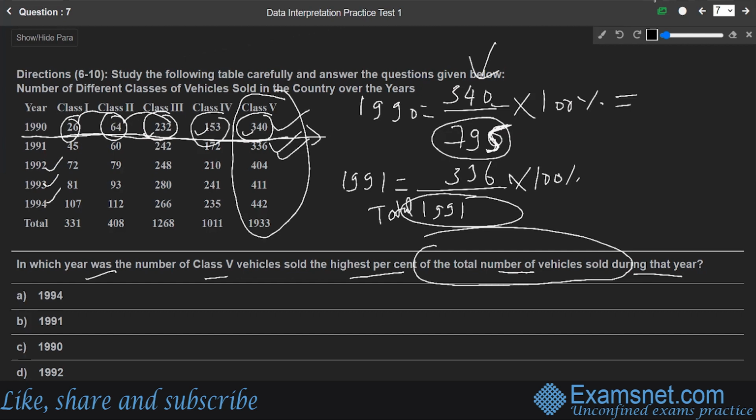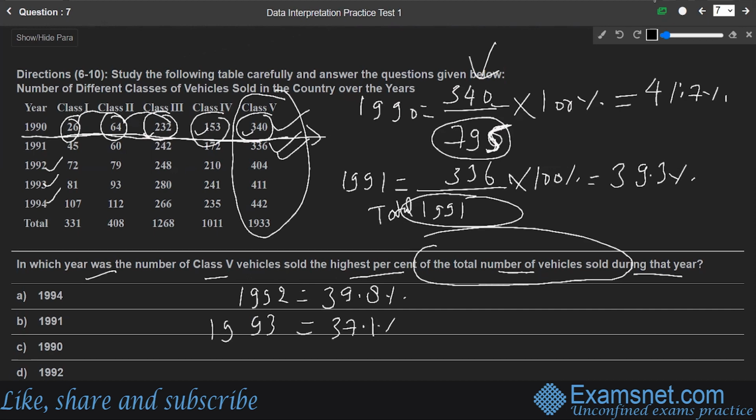For 1990, it is coming out to be 41.7%. For 1991, it is coming out to be 39.3%. For 1992, the value is coming out to be 39.8%. For the year 1993, the value is 37.1%. For the year 1994, the value is 38.04%. So clearly, if we compare which particular year has the highest percentage, it is obviously year 1990. So that becomes the right answer, year 1990.